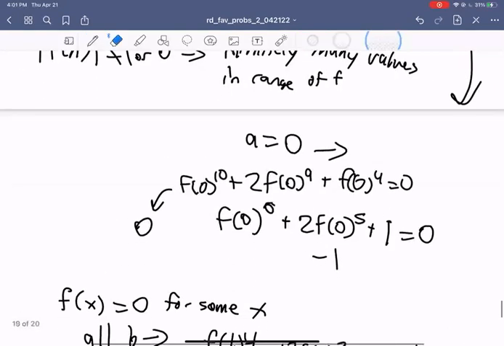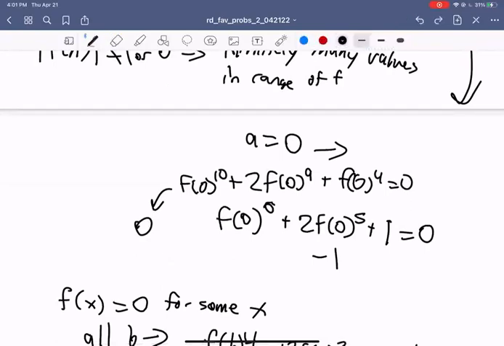One thing to note is that I never proved that f of 0 equals 1 isn't a solution to this, but if you substitute 1, you just get 4, which isn't 0.